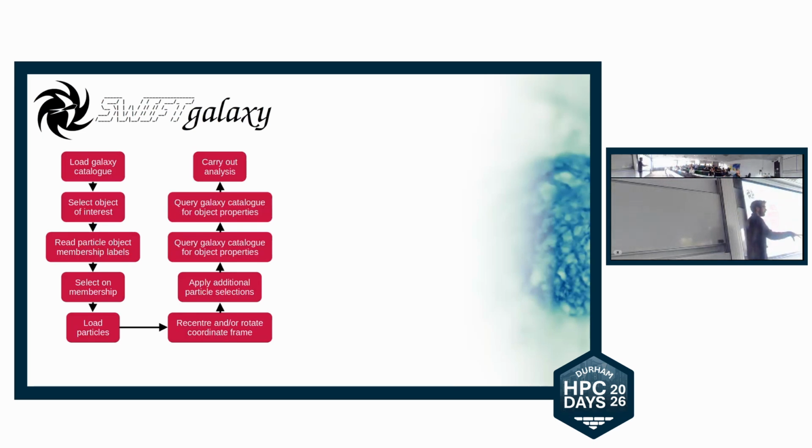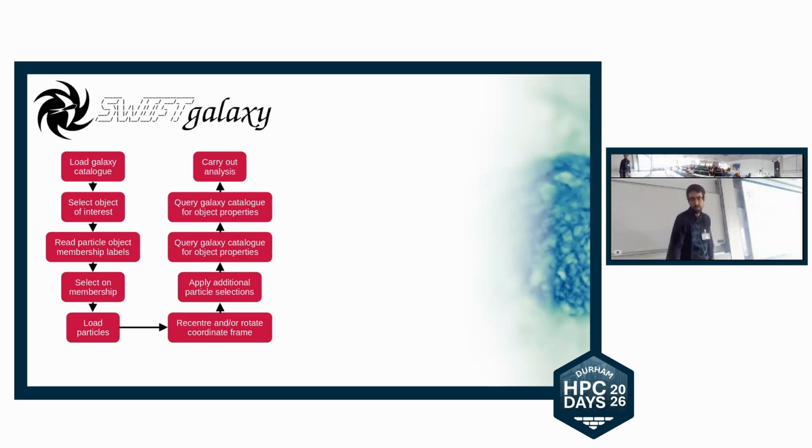If you want to work on one object from one of the simulations, first we load up the galaxy catalog, figure out, oh, this galaxy looks interesting, right? I've found that it has a certain mass and luminosity or whatever. That's the one I want. Now I go and read all the membership information, select down for the membership for the object that I want, load the particles that belong to that thing, probably recenter on that object, maybe rotate my coordinate frame, do some additional selections to just get the subset of particles I'm interested in. Maybe look up more properties from the galaxy catalog of this object that I'm interested in. Apparently I did that twice, and then go and do some analysis.